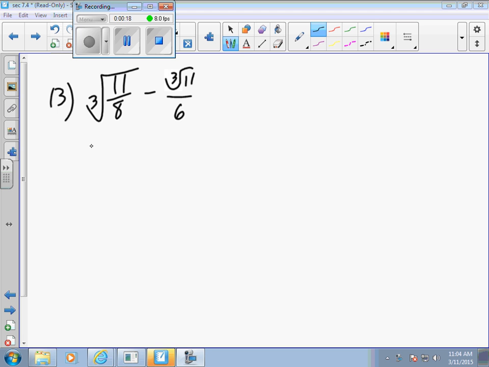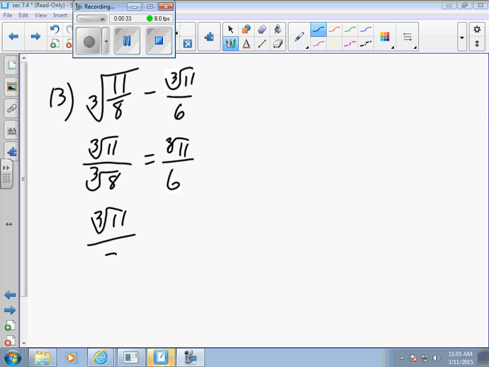Since there's nothing to simplify, we're going to rewrite it as the cube root of 11 over the cube root of 8. And this one stays the same. The cube root of 8 I can simplify to 2, minus the cube root of 11 over 6.